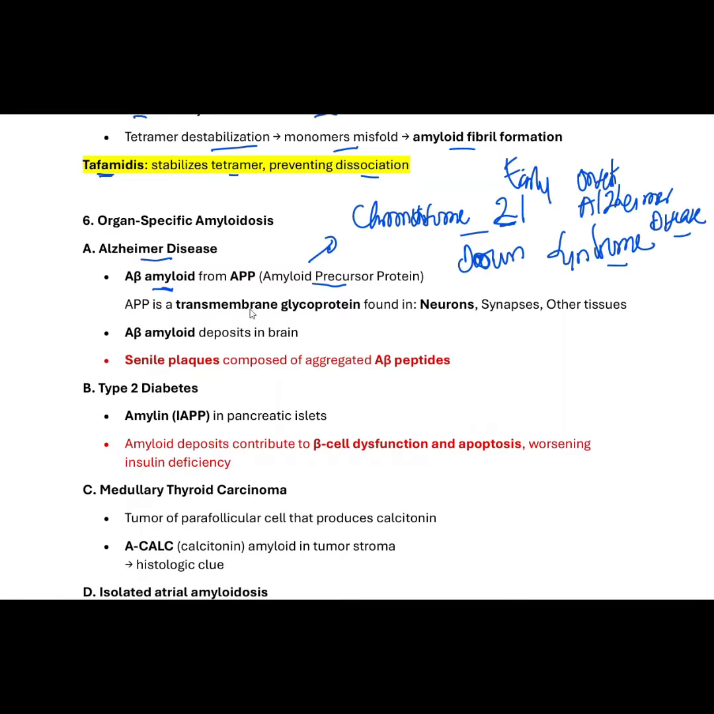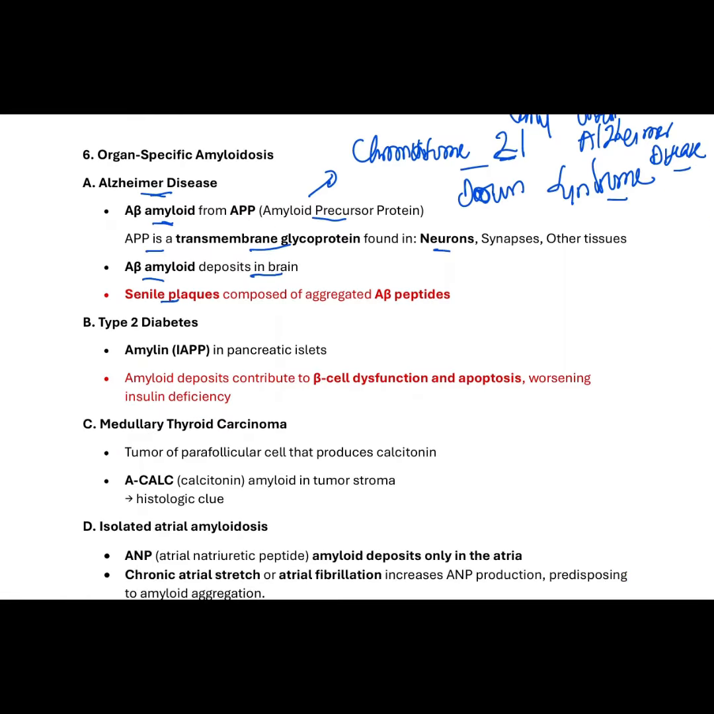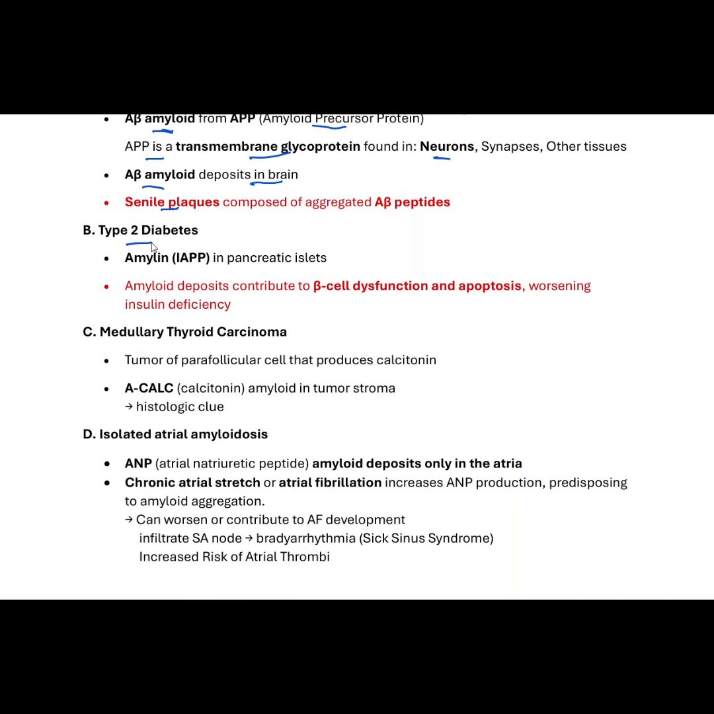And this amyloid precursor protein is a transmembrane glycoprotein, and it is found in the neurons, and you can also see it in the synapse and other tissue. And this beta amyloid that comes from the amyloid precursor protein deposits in the brain. And when you do an autopsy on patients who have Alzheimer's disease, you're going to see them as senile plaques in the brain.